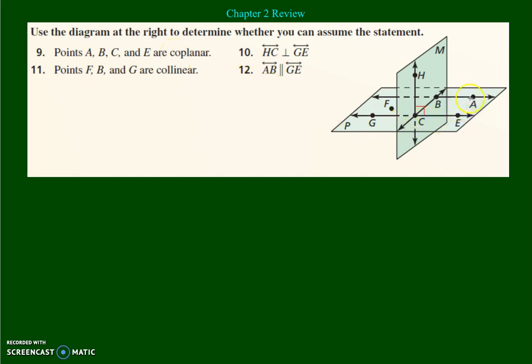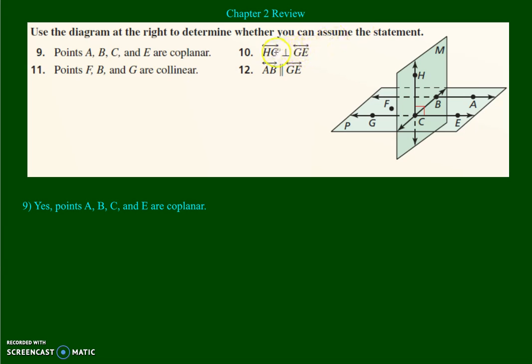So here we have point A, which is in plane P. Point B is in plane P and plane M, because this line BC appears to be in both plane M and plane P. Point C, just like point B, is in plane M and P, and point E is clearly on plane P. So yes, A, B, C, and E are coplanar. And now on to problem 10.